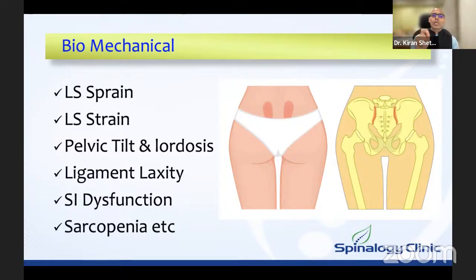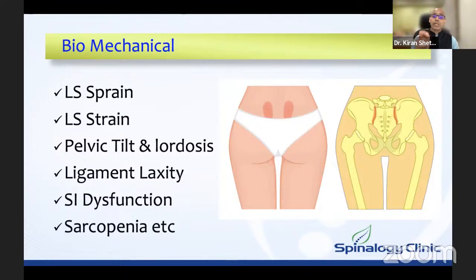So I'm not talking only about mechanical reasons, because mechanical might include other mechanical conditions like fractures, which can be seen on imaging, but these are the conditions which are not seen on imaging. Ligament laxity, especially in those who have hypermobility. And as we know, there's a hypermobility syndrome where the patient's ligaments themselves are very hypermobile and they get repeated injuries to their sacroiliac joints or lumbosacral joints.